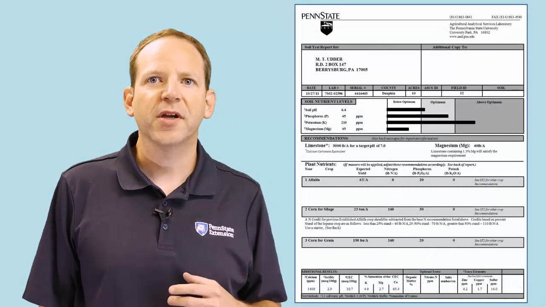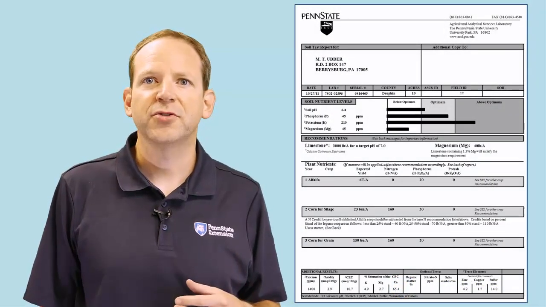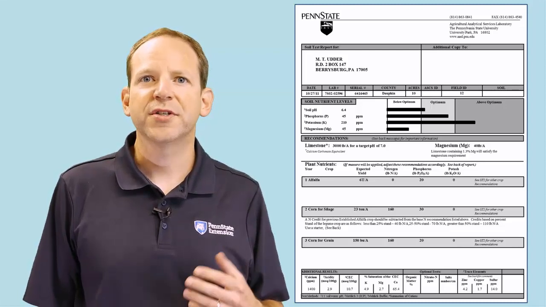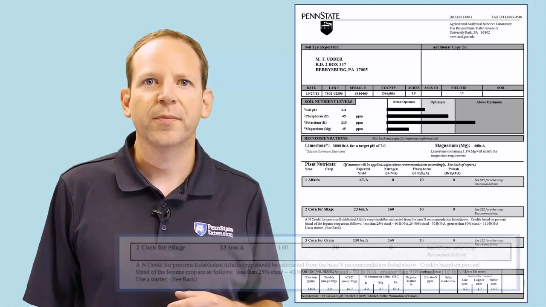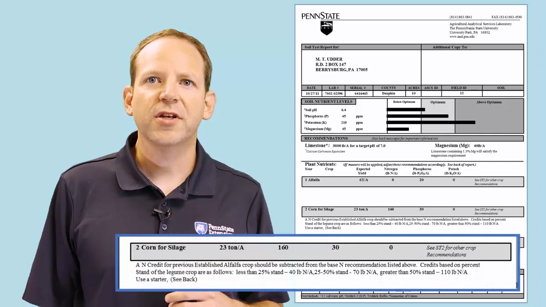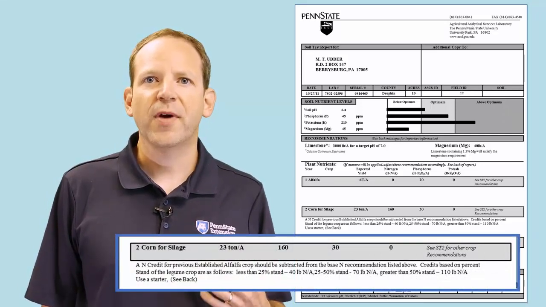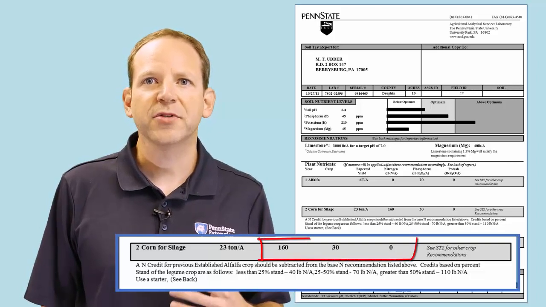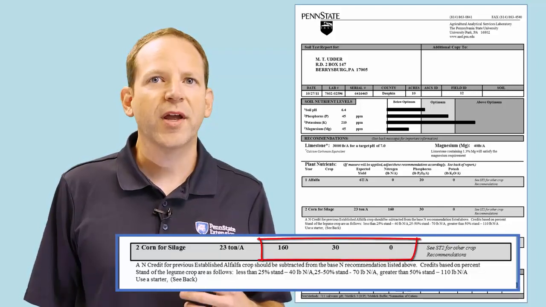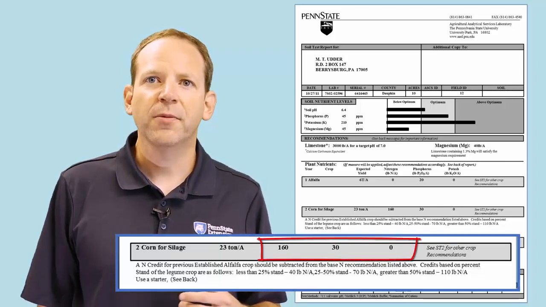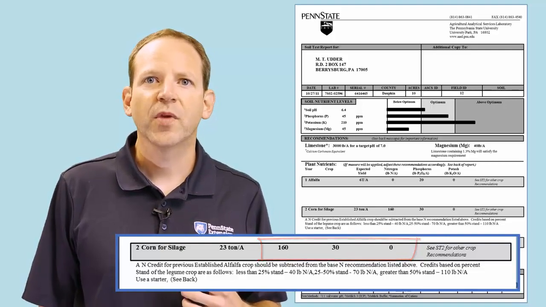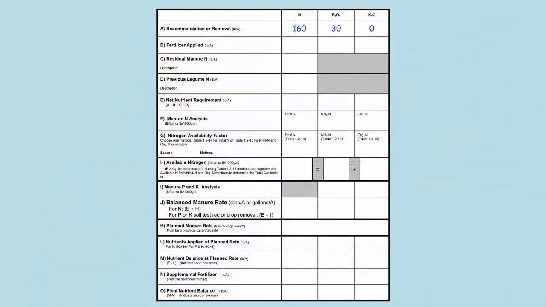Here we'll be developing a nutrient balance sheet for manure applied to a corn silage crop, which is the second crop in the soil test report. Based on the 23 ton per acre yield goal and the existing soil test levels, the nutrient recommendations are 160 pounds of nitrogen, 30 pounds per acre of P2O5, and 0 pounds per acre of K2O. We would enter these recommendations in the top line of the nutrient balance sheet.